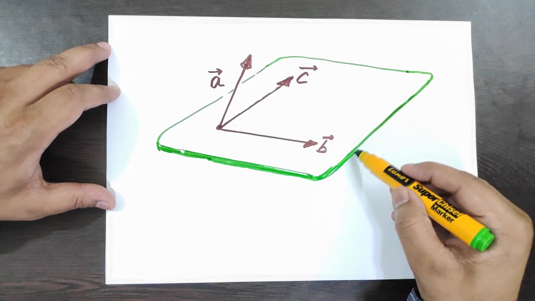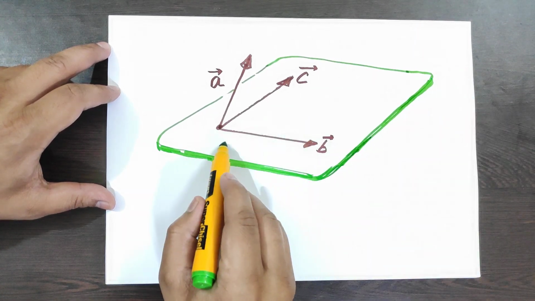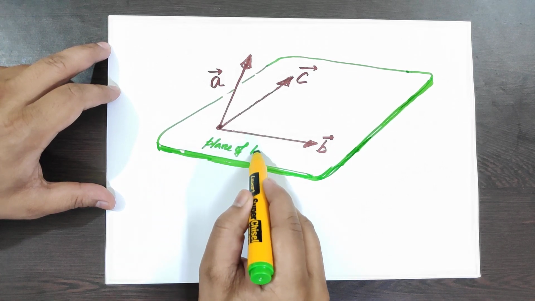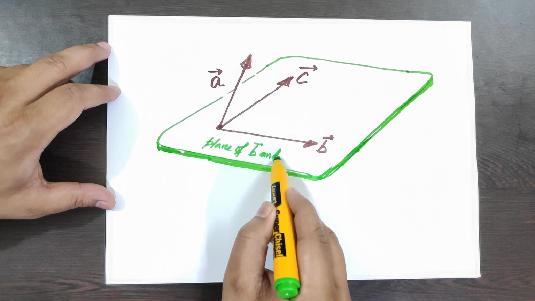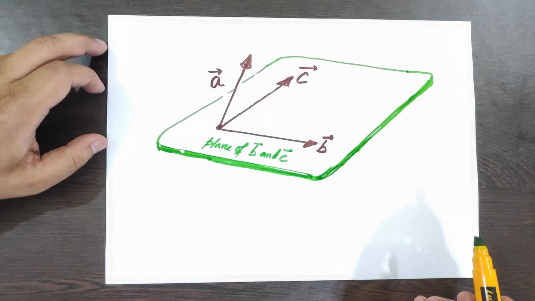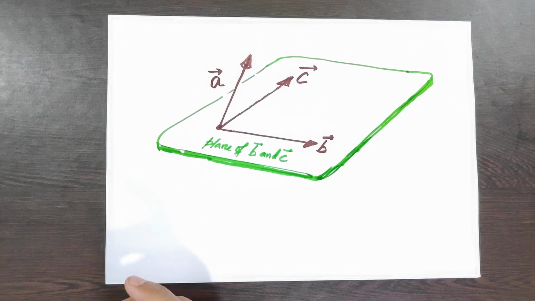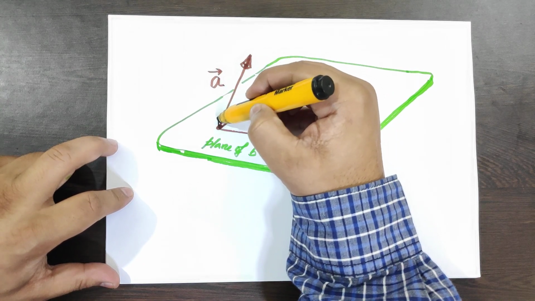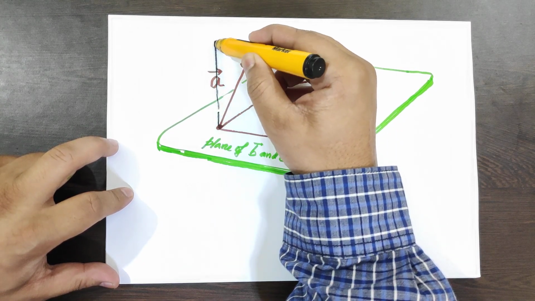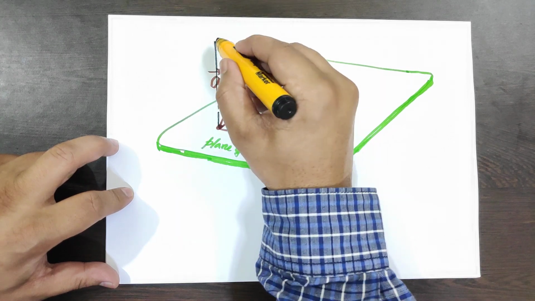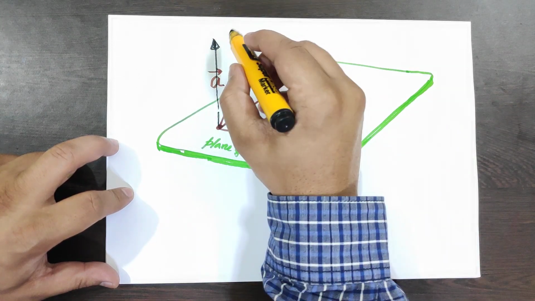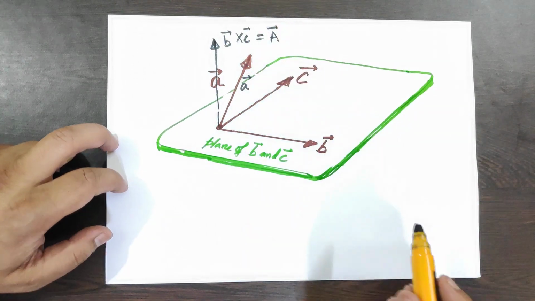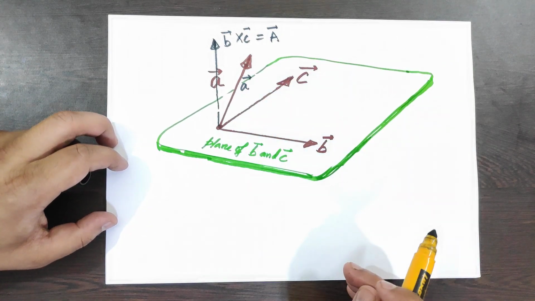Clear? This is the plane of B and C. Now what is the direction of B cross C? B cross C is obviously perpendicular to the plane. So this is the direction of B cross C, or you can write it as vector area A for this parallelogram.